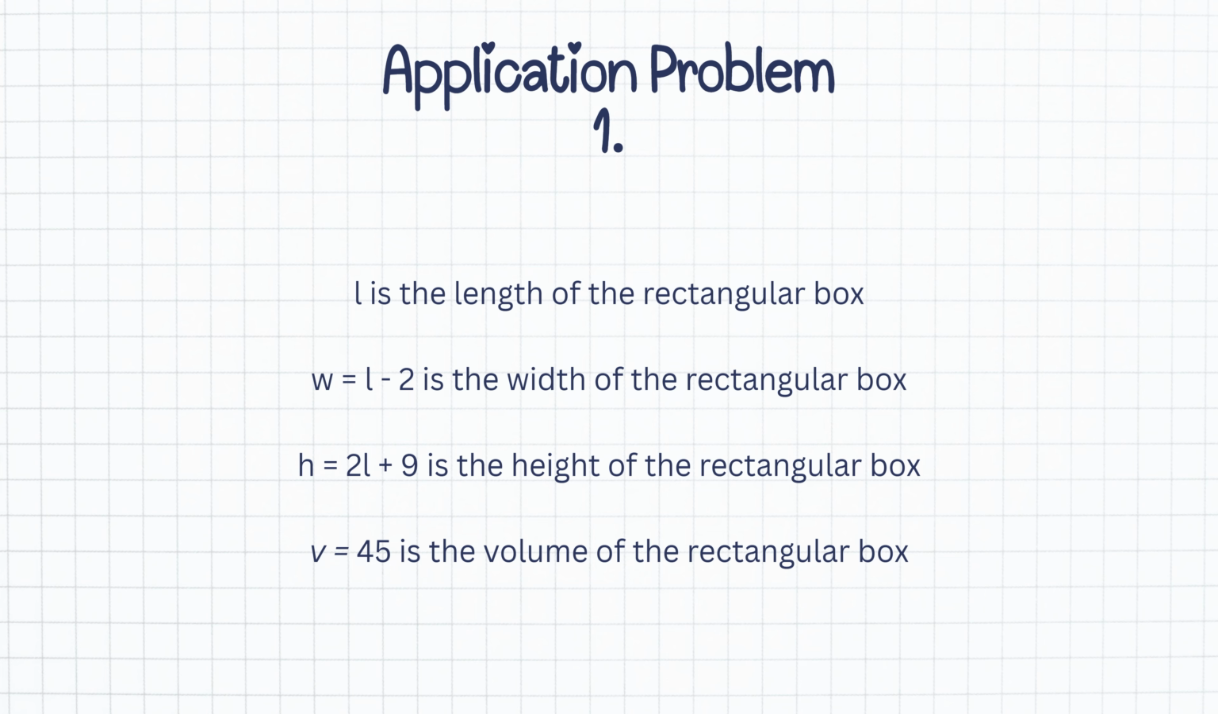Our first step is to define the variables. We know that L will be the length of the box, and the width is said to be 2 inches less than the length, so W will equal L minus 2. The height is said to be 9 inches more than twice the length, so H will equal 2L plus 9, and it already says that the volume must equal 45.